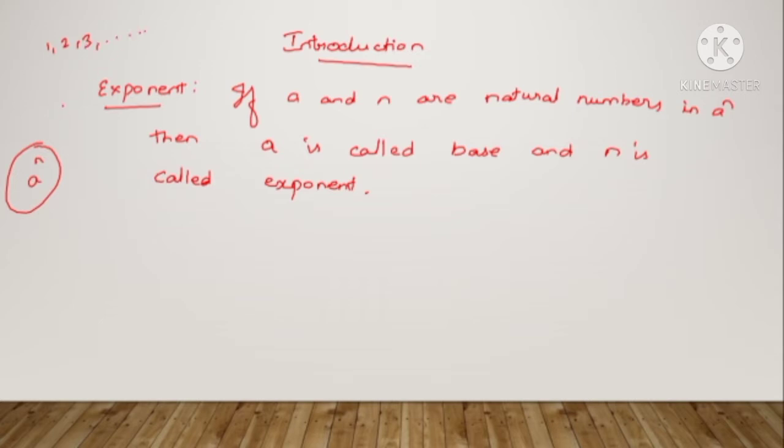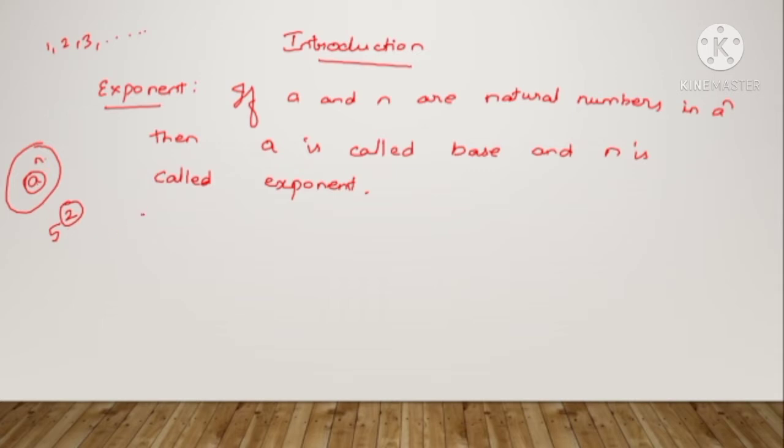I hope you remember. So if we have a and n to be natural numbers, in a power n, this a we call the base and n we call the exponent. For example, 5 square. So 5 is called the base whereas 2 is called the exponent. So exponent, what is it? It will be of the form a power n. So a is the base, n is the exponent.